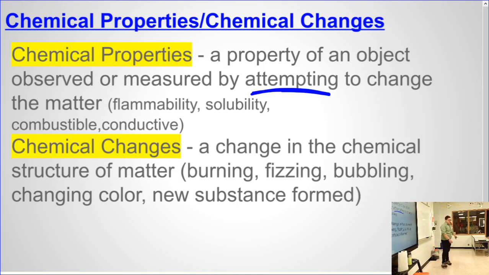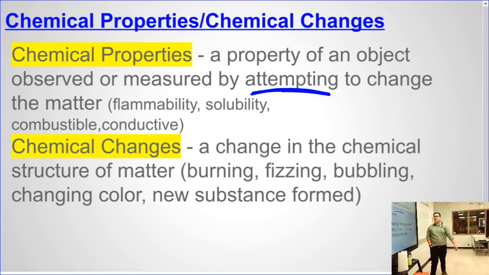We're going to measure chemical properties by attempting to change it. It doesn't have to change it. So a good example of that would be flammability. So if we want to see if water is flammable, what am I going to do to it? Catch on fire. I'm going to attempt to catch it on fire. Is water flammable? No. Alright? So for there to be a chemical property, you can attempt to change the matter. So if it's not flammable, what do we call that? Non-flammable. You just put the word non in front of it.